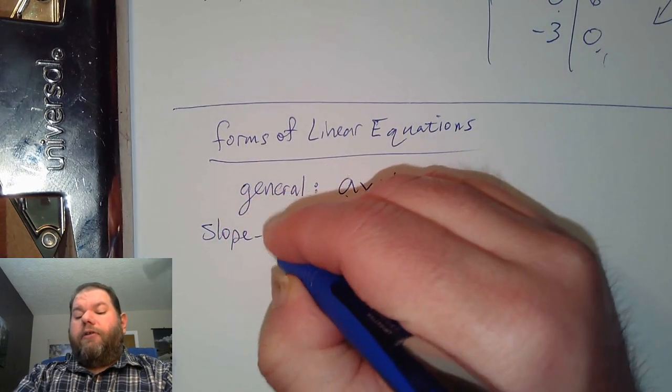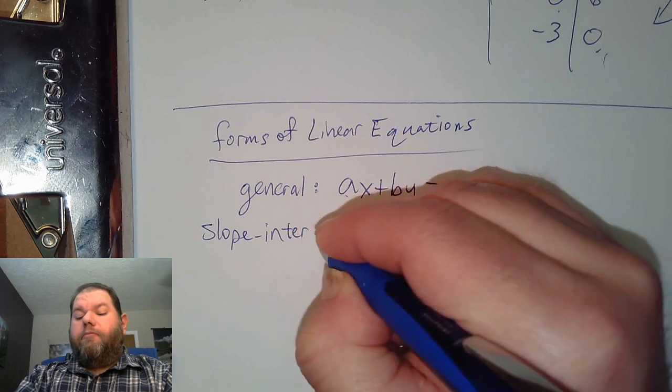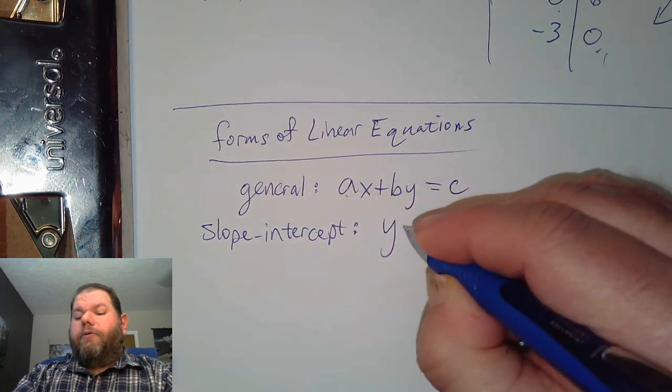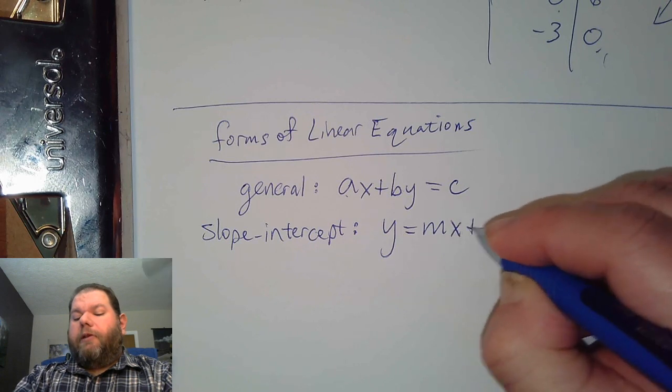Next we have what's called the slope-intercept form. y equals mx plus b.